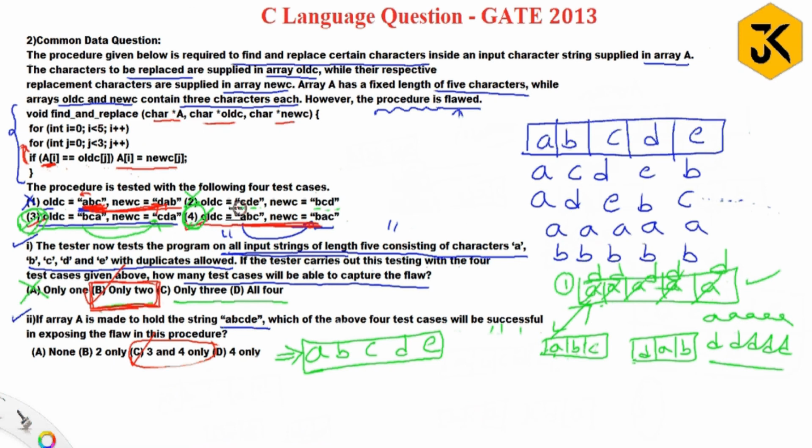Similarly here also, C should be replaced with B. After modifying, there is no B here. Like that, option 1 and option 2 cannot identify the flaw. So only option B is true. Only two test cases can identify the flaw, that is option 3 and option 4. Guys, to understand this, it will take time for you. So please try to rewind the video so that you will understand it very easily. I hope you understood this one. Thank you.